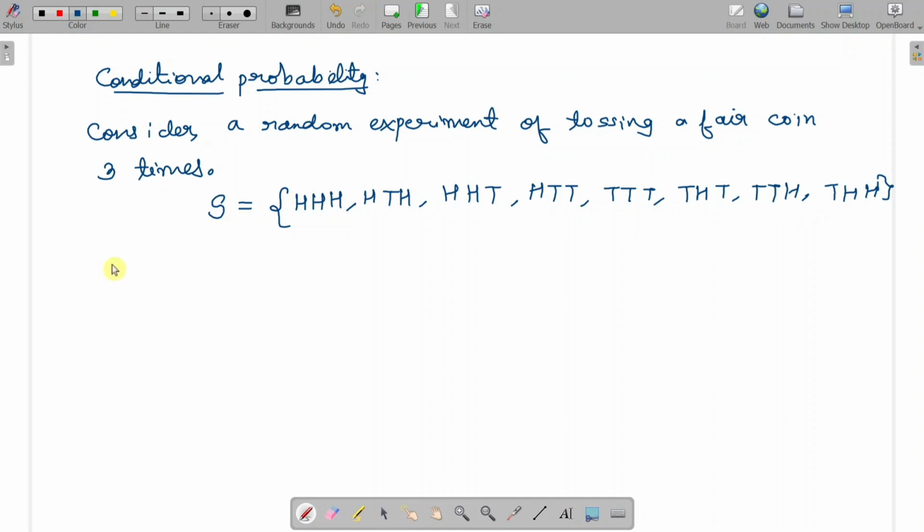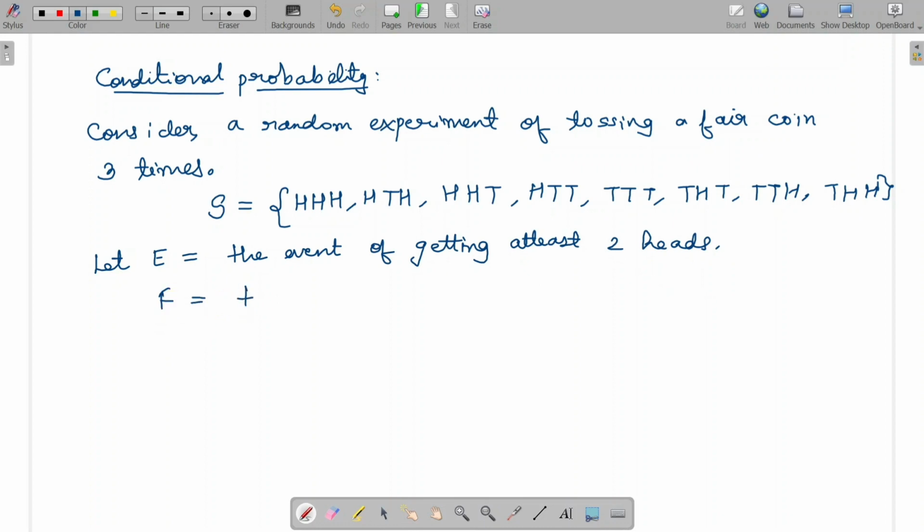Now we will consider 2 events here. So let E be the event of getting at least 2 heads, and F the event of getting tail in the first toss, tail in the first toss.